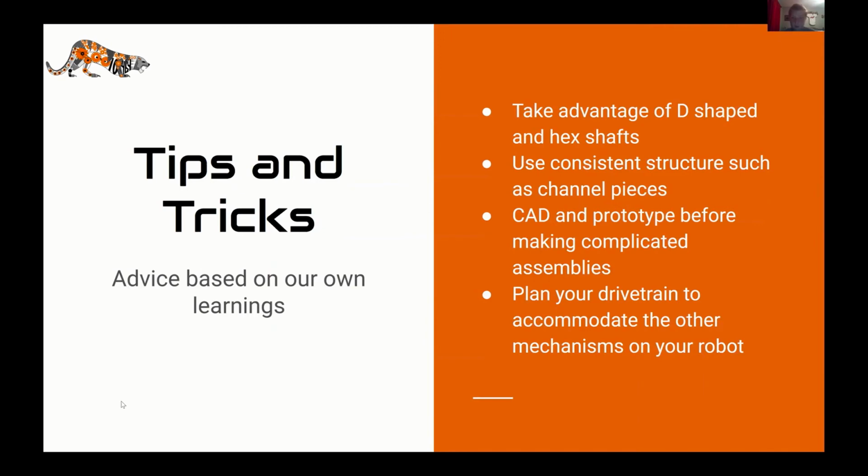Using consistent structure such as channel pieces is very helpful. CAD and prototyping before making complicated assemblies can also go a long way, so you can isolate all those risks you've got to take. And then planning your drivetrain to accommodate the other mechanisms on your robot is also very helpful.